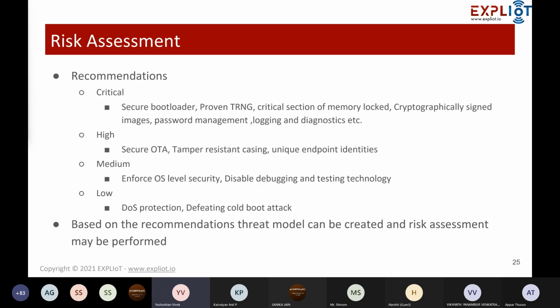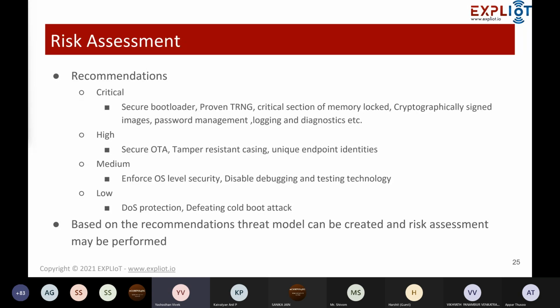On top of that, you follow the high recommendations, meaning you should have secure over the air update. You should have a tamper resistant case, so that someone cannot tamper with it, clean your memory, or extract something from your endpoint ecosystem. Similarly, if you go to a still higher level, you have the medium recommendations, meaning you should have OS level security and all your debugging ports should be disabled.